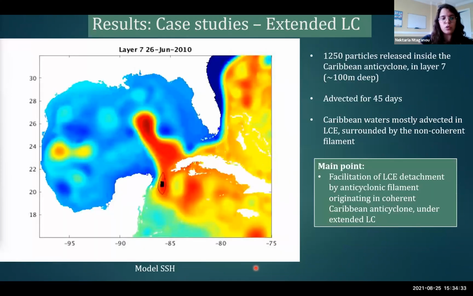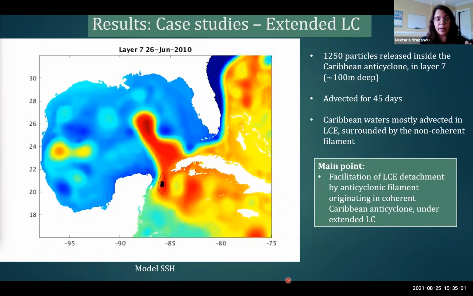In order to be able to trace better the advection of the waters originating in a Caribbean anticyclone, I released particles in the black rectangle that you see on this SSH plot, inside the Caribbean anticyclone, in all the layers in which I had the signature of this anticyclone along with the signature of the Loop Current Eddy. And I advected them for 45 days.